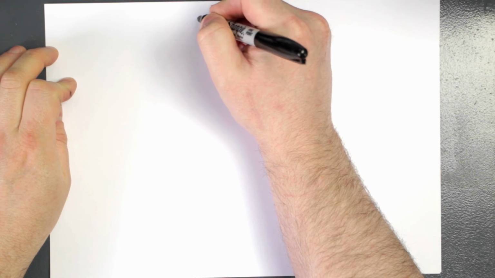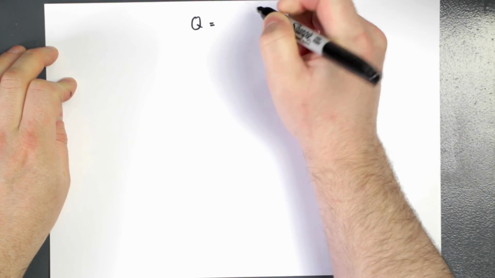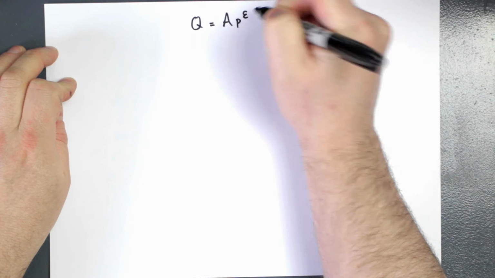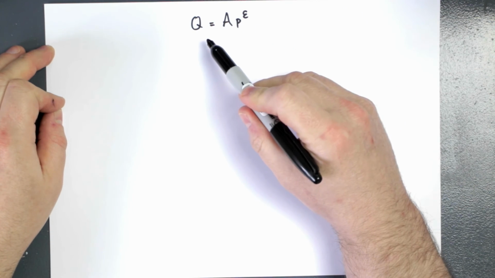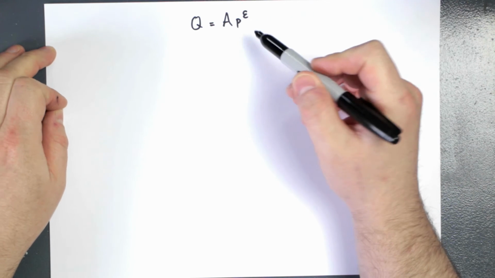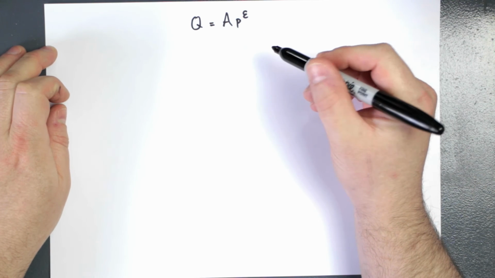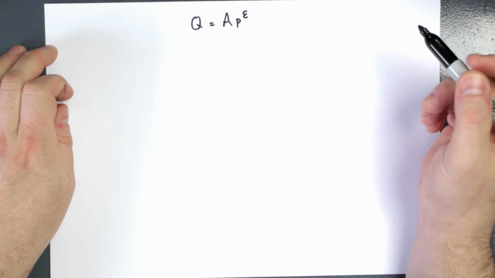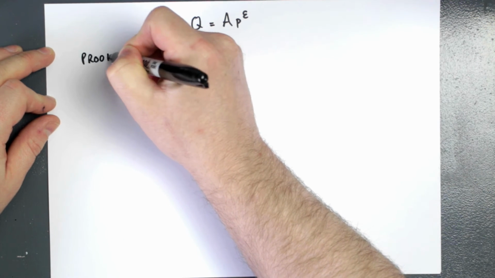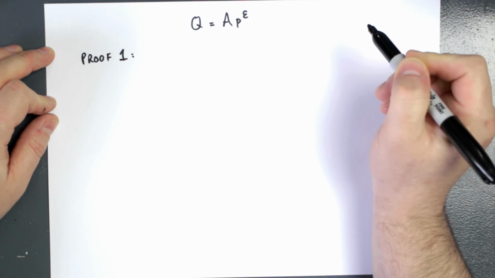Okay, so let's prove that the constant elasticity of demand function really does exhibit constant elasticity. So let's just write demand Q is equal to some constant A multiplied by the price to some power epsilon. And we're going to show that the price elasticity of demand for this demand function is simply equal to epsilon. It's a constant, it's a number, it doesn't depend on P or Q. So I'm going to give two proofs here. So let's write proof 1. In proof 1, we'll just prove from first principles.